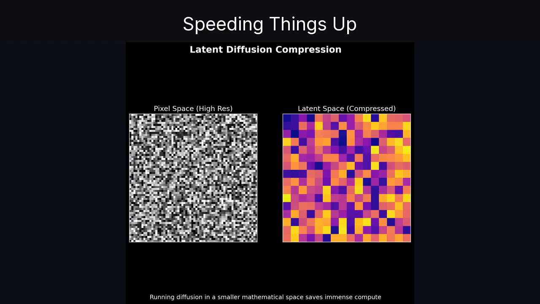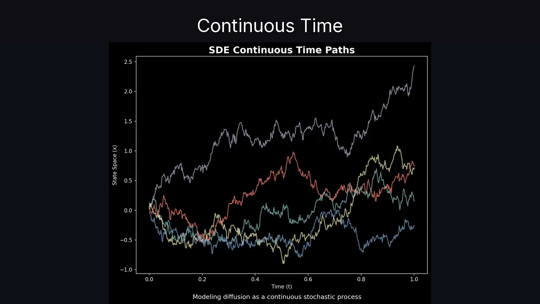Models like Stable Diffusion use latent diffusion. They compress the image into a smaller mathematical space, making generation lightning fast, without losing quality. Advanced models treat this not as discrete steps, but as a continuous flow through time using stochastic differential equations. By solving these equations and integrating over time, we can generate higher quality images in fewer steps.